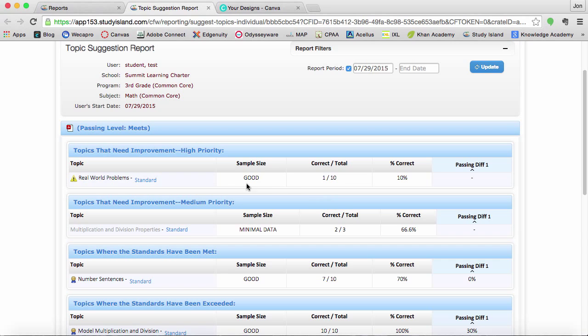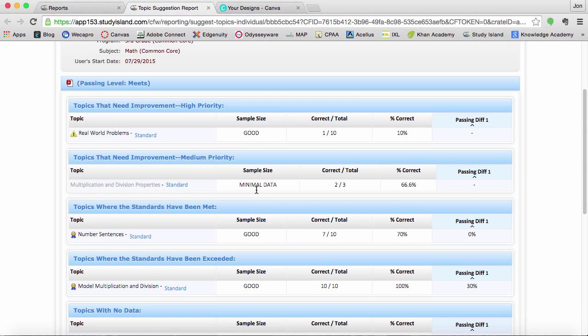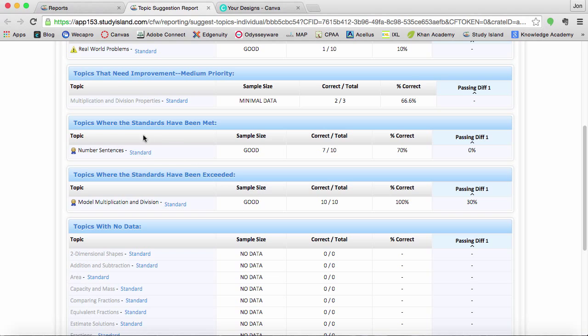And you can see on real world problems, I did 10 questions, but only got one right. So it's definitely saying, hey, this is a high priority. You need to work on this lesson. Here's a medium priority one. They started multiplication and division. They did 2 out of 3. So they're doing okay, but they definitely need more work on it. And it tells you which standards have been met and which ones they've exceeded.